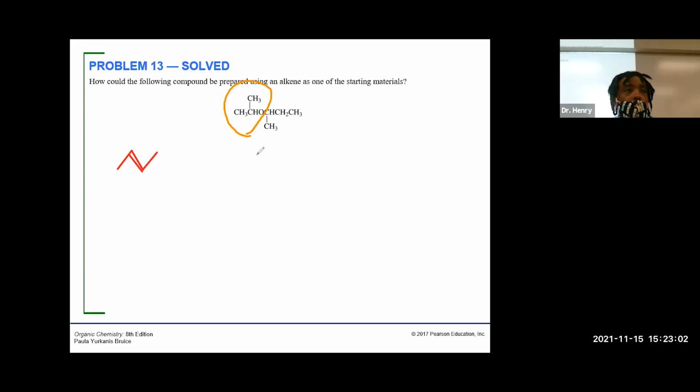Okay, what is that going to be? Iso, okay, iso what? What is going to give us this structure? This is what we want at the end altogether.